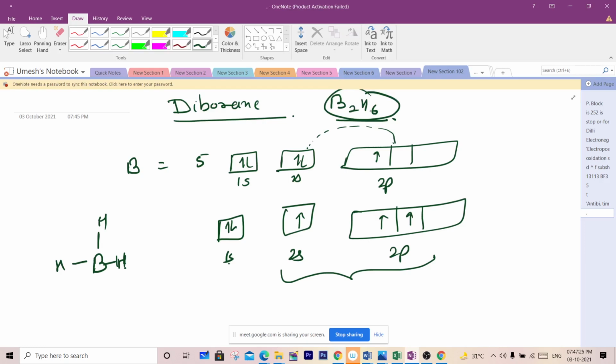So we'll now discuss how. Understood? Now I'll discuss here how this B2H6 is formed.